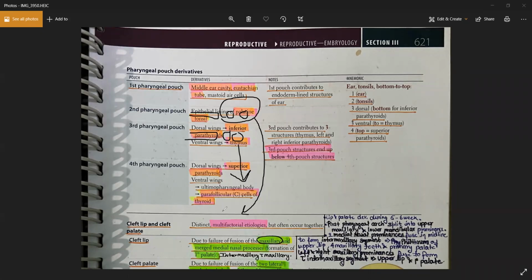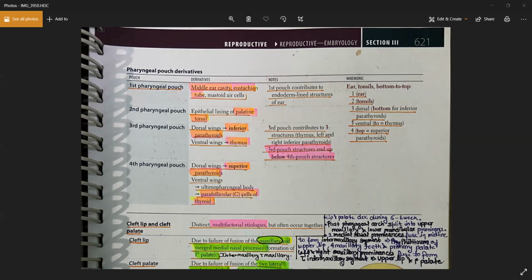Similarly, the thymus also needs to go downward after its formation and be located in the neck. It's all because of their movement. They move more than these inferior ones. Okay, thanks.